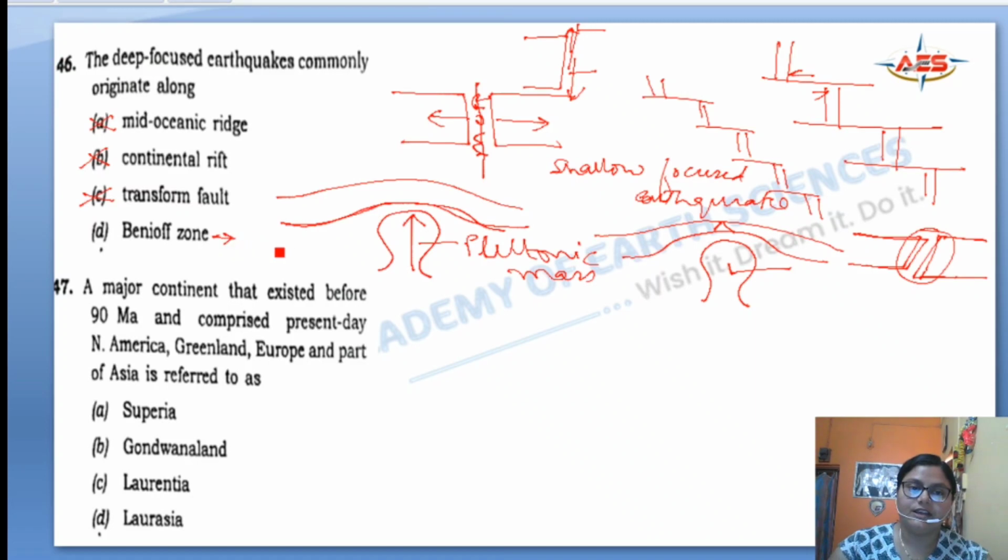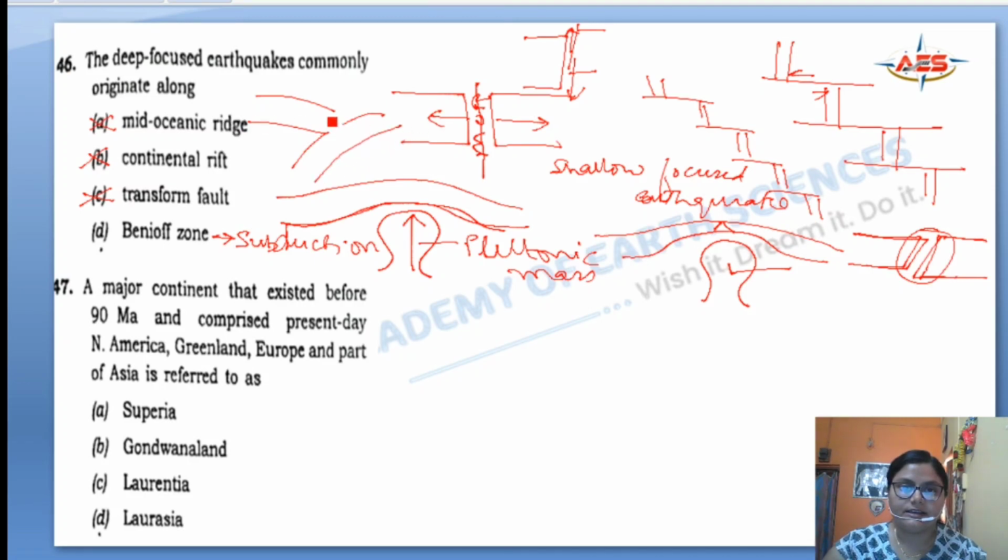In the case of the Benioff zone, they are mainly associated with subduction, when one plate subducts beneath the other, like in the case of the oceanic plate subducting beneath the continental crust. So here the plates are subducting, due to which there is a great amount of collision at the subduction zone, and due to which deep focused earthquake originate in these regions. Okay, and Benioff zones are characterized by deep focused earthquake. So the answer will be D for question number 46.